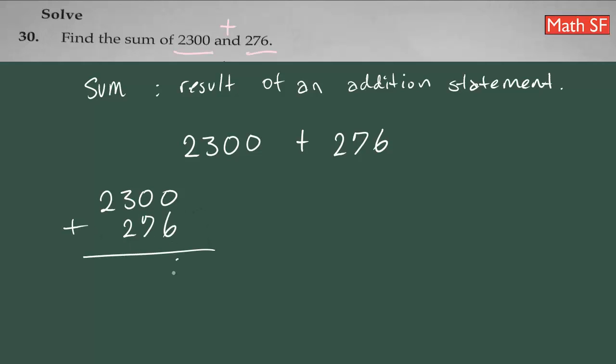0 plus 6, 6. 0 plus 7, 7. 3 plus 2 makes a 5. And a 2 itself. So the sum is 2,576.